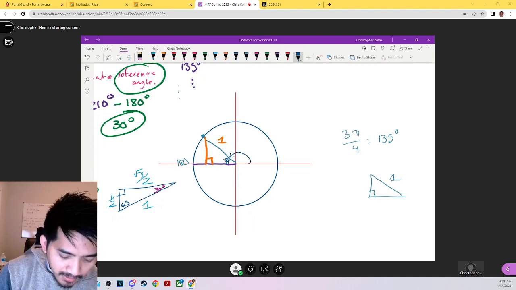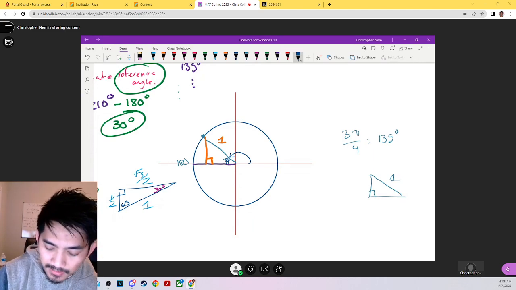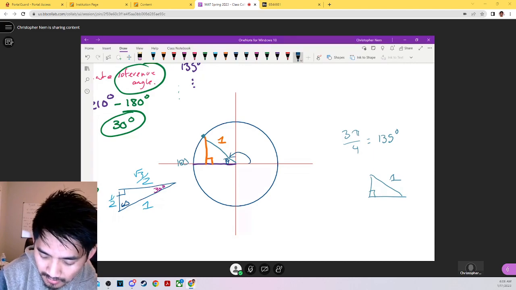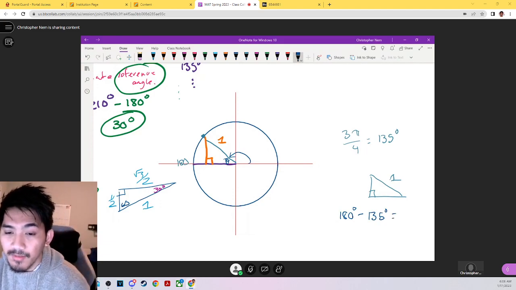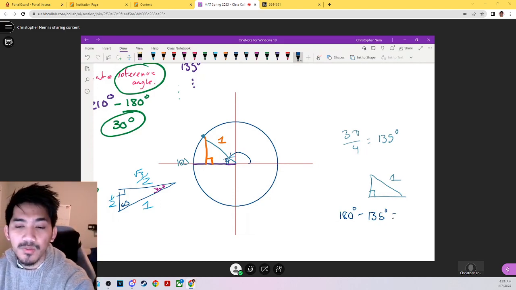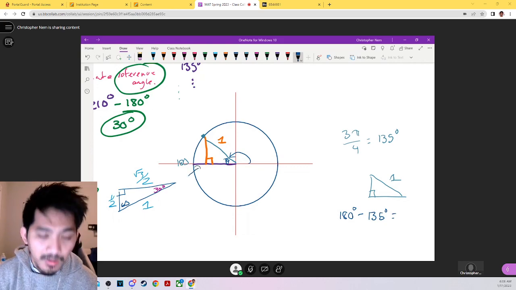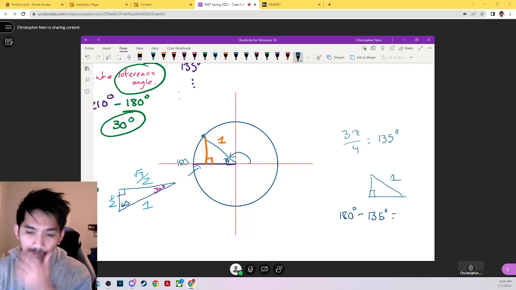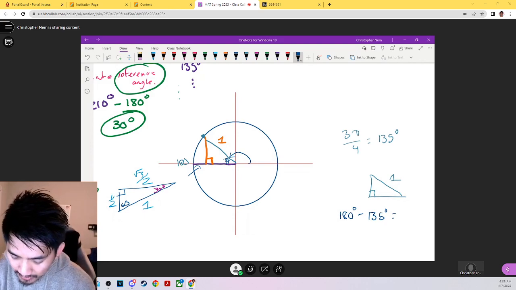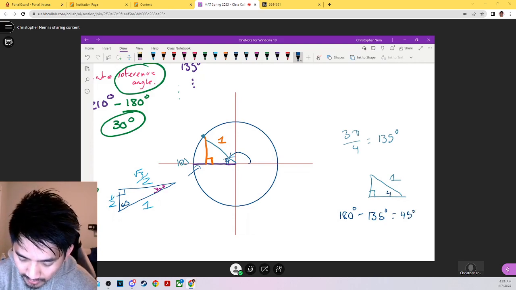Well, to calculate what theta is, that's going to be 180 minus our value this time. So we're doing 180 minus 135 degrees. We're not doing 135 minus 180, we're doing 180 minus 135 because our reference angle, or the horizontal axis, our x-axis, is over here. So once I do that, I get 45 degrees. That means this theta is 45 degrees.